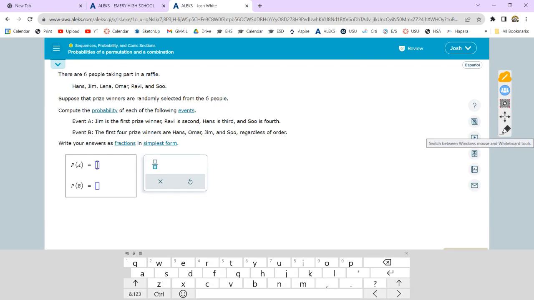So, this one's going to be kind of tough. There are 6 people taking part in a raffle: Hans, Jim, Lena, Omar, Ravi, and Sue. Suppose the prize winners are randomly selected from 6 people. Compute the probability of each of the following events. Event A says Jim is the first place winner, Ravi is the second, Hans is the third, and Sue is the fourth. Is there an order in event A? Yes, there's definitely an order.